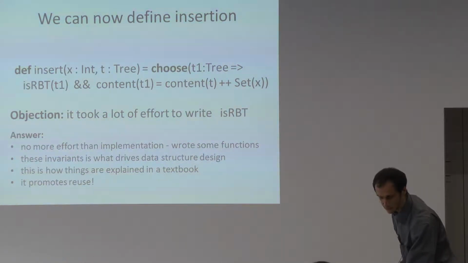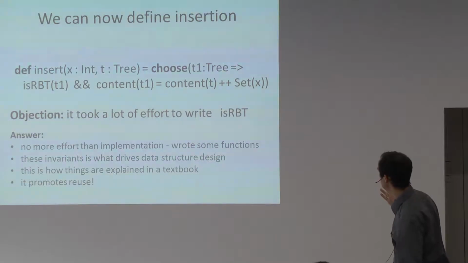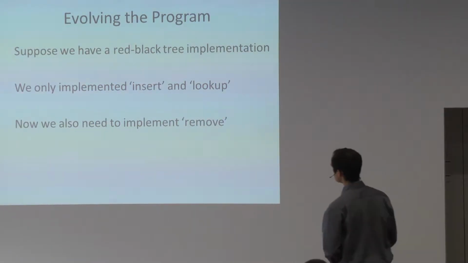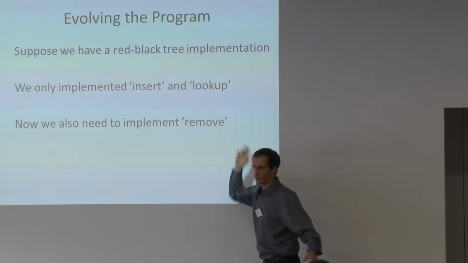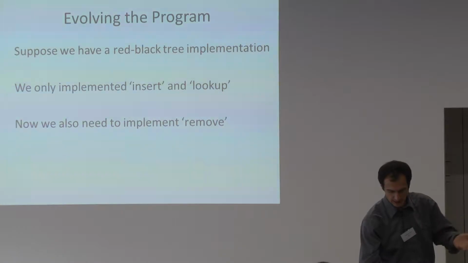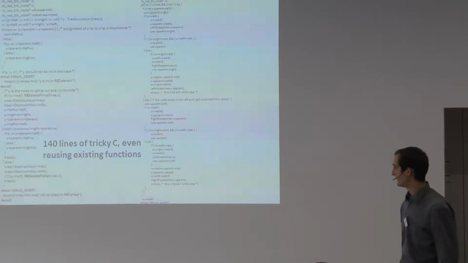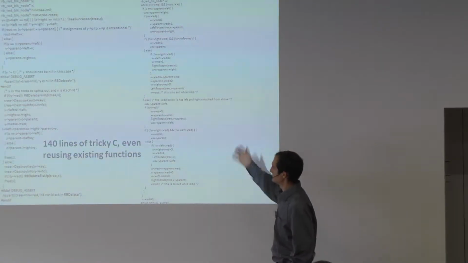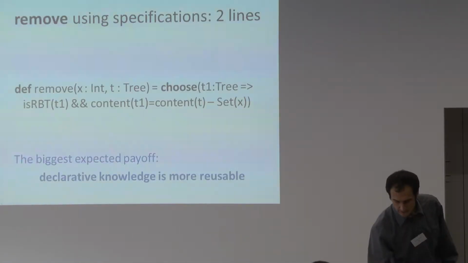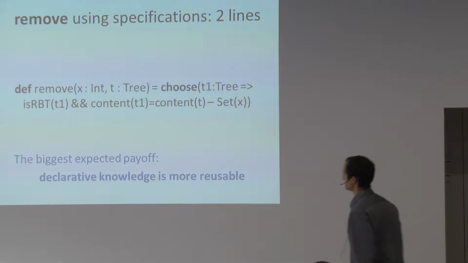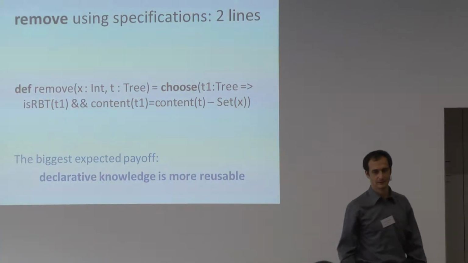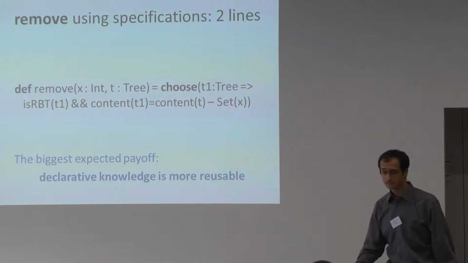And I would also like to emphasize that this promotes reuse. Because suppose that now, after having insertion, you would like to implement the remove operation. If you were writing this in conventional style, you would have to write at least 140 lines of some C code. So this is removal from a red-black tree. Whereas here, once you have all that in place, you would just need to replace this plus with minus.